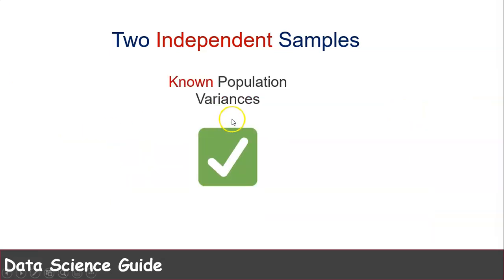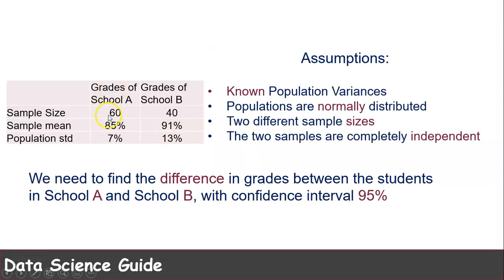We will start first when the population variances are known. So we draw 60 observations from school A and 40 observations from school B. And we found the sample mean for the grades in school A is 85%, and the sample mean for the grades in school B is 91%. We can say, based on a previous study, the population standard deviation of the grades in school A equals 7%, and the population standard deviation of the grades in school B equals 13%.